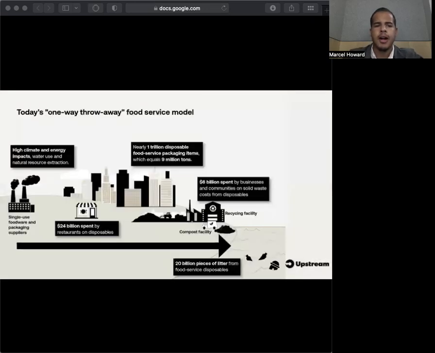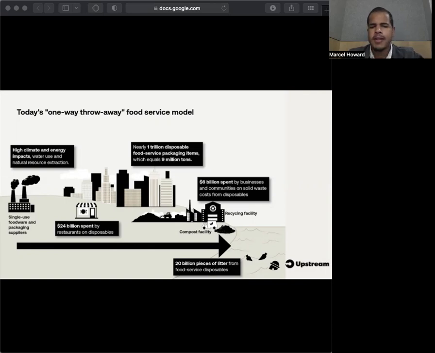So what do we mean when we talk about our current one-way throwaway economy? The one-way throwaway economic model in the food service industry starts with the extraction and production phases of single-use foodware and packaging, which has significant climate and energy impacts. The food service industry uses nearly 1 trillion pieces of disposable foodware a year and spends $24 billion on these items that consumers will use in a matter of minutes or not at all. This then generates 9 million tons of waste, which is equal to that of 25 Empire State Buildings, and over $6 billion in waste management costs.